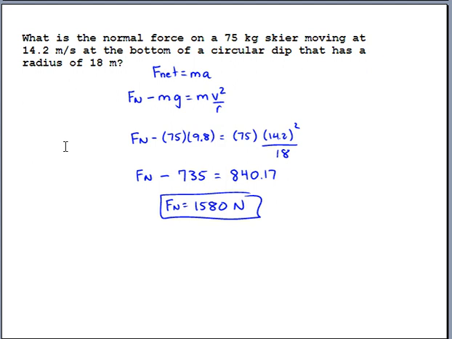If you were just standing around, this skier would experience a normal force of 735 newtons, just equal to their weight. But here the normal force is much bigger than their weight because it not only has to balance out their weight, but it has to provide extra force in order to get that skier to accelerate towards the center.